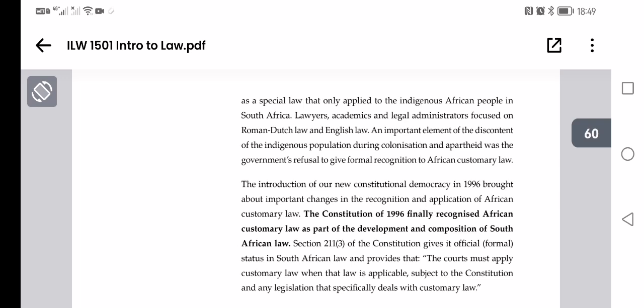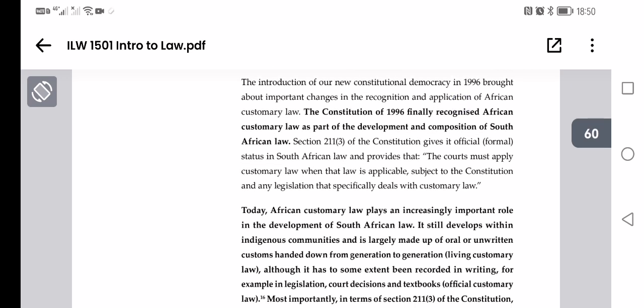An important element of the discontent of the indigenous population during colonization and apartheid was the government's refusal to give formal recognition to African customary law. The introduction of our new constitutional democracy in 1996 brought about important changes in the recognition and application of African customary law.